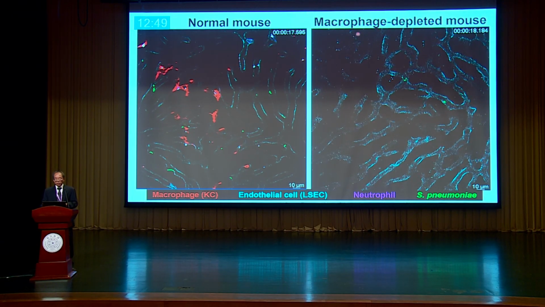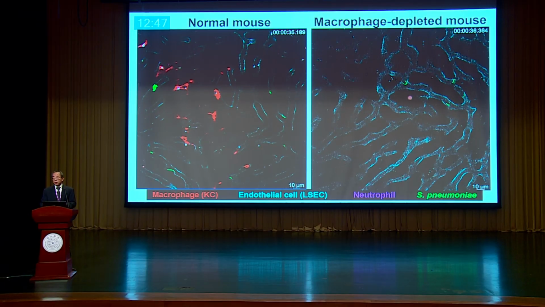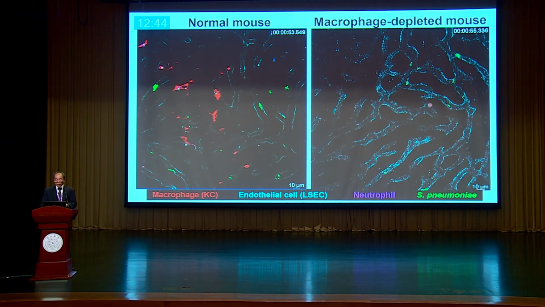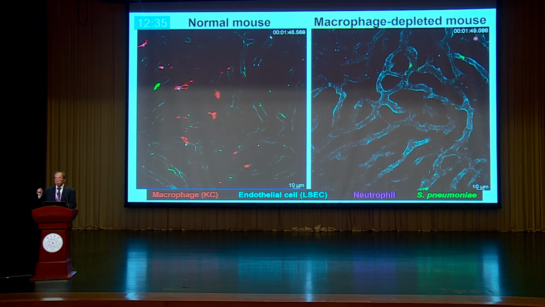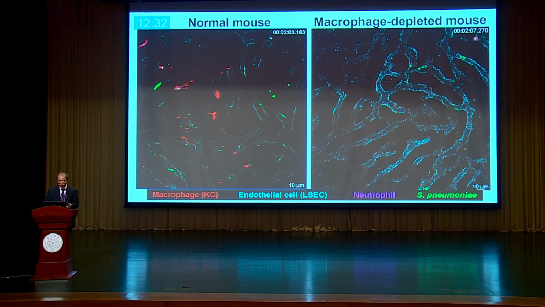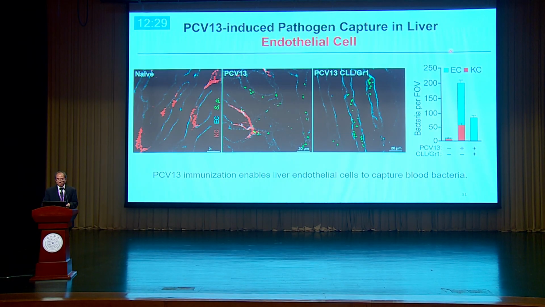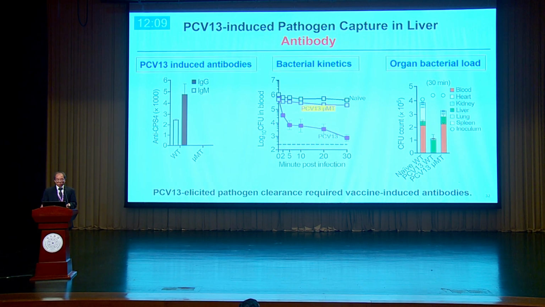Okay, so we then depleted the macrophages to see if endothelial cells can directly capture the bacteria. On the right is a mouse without liver macrophages. The bacteria are captured by endothelial cells quite well. So that means endothelial cells can do bacterial capture after immunization. Okay, so this is the quantified result. Without immunization, the bacteria circulate in the blood, and if you immunize, then most of the bacteria end up on endothelial cells, some of them on macrophages. But without macrophages, endothelial cells can still capture the bacteria.